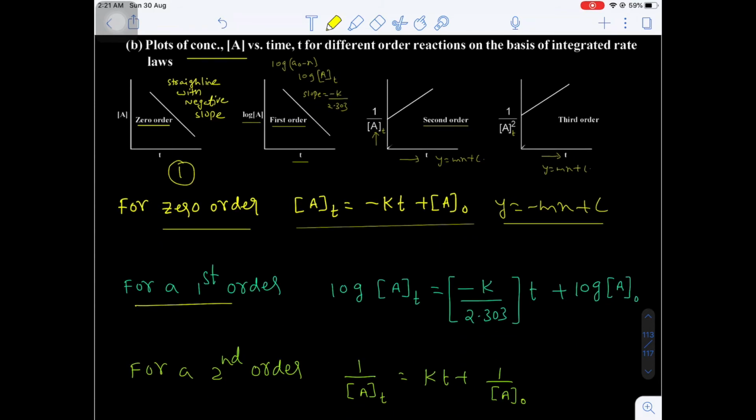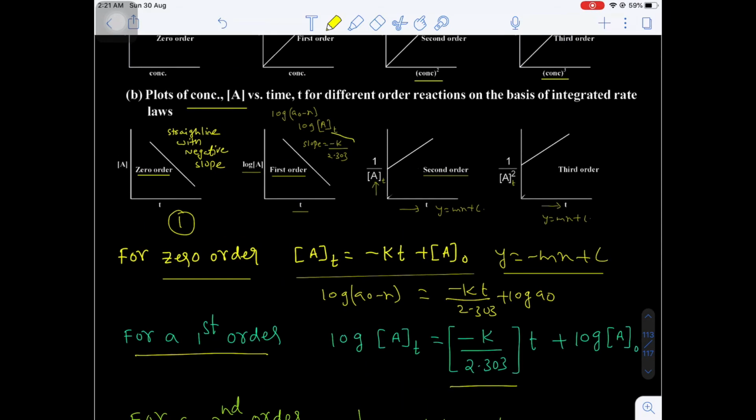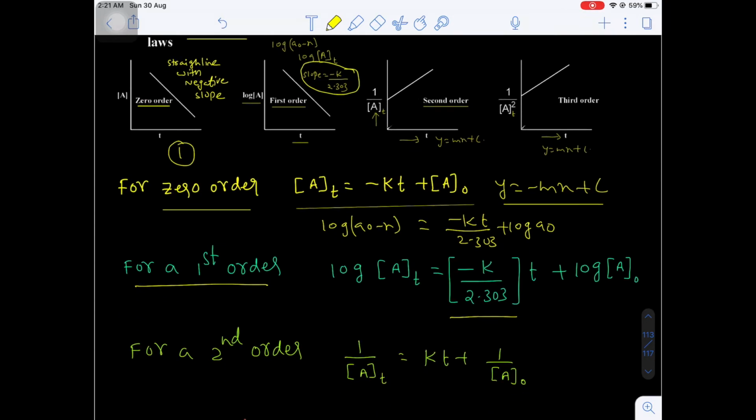Now come to a first order kinetics, log of a t, that is nothing but concentration of reactant at a certain time interval. It is also written as log of a naught minus x will be equal to minus kt divided by 2.303 plus log of initial concentration. It is also in the form of y is equal to minus mx plus c. The slope will be minus k by 2.303. Are you getting my point?